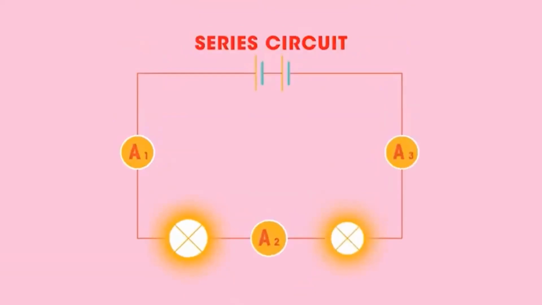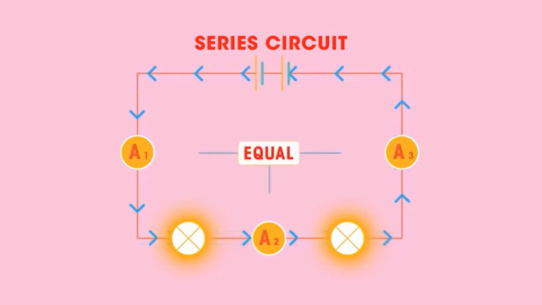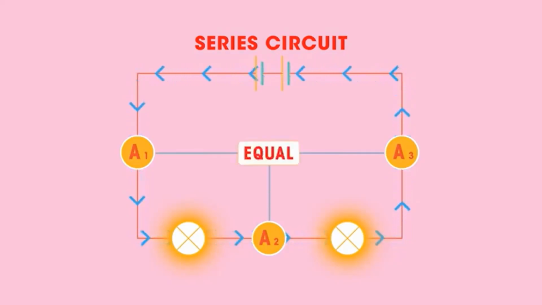In a series circuit, all components are in a line one after the other. All the electrons travel through every component and wire as they travel through the circuit. All the electrons experience the same resistance, and so they all move at the same rate. This means that in the series circuit, the readings on all three ammeters will be the same. A1 equals A2, which equals A3.